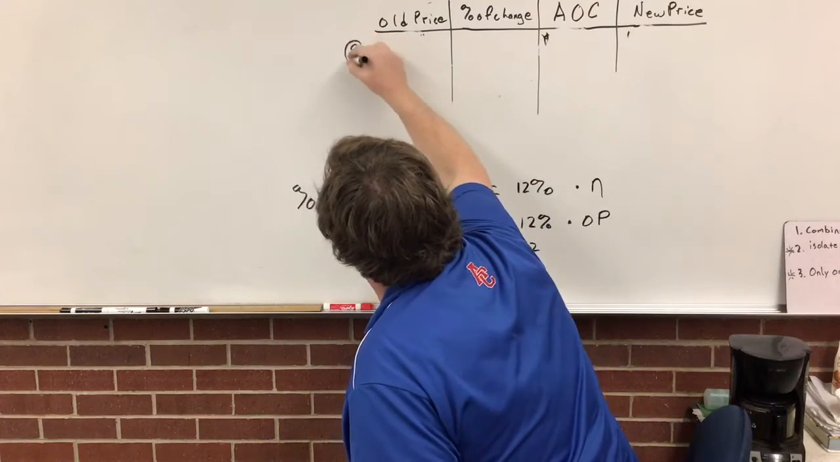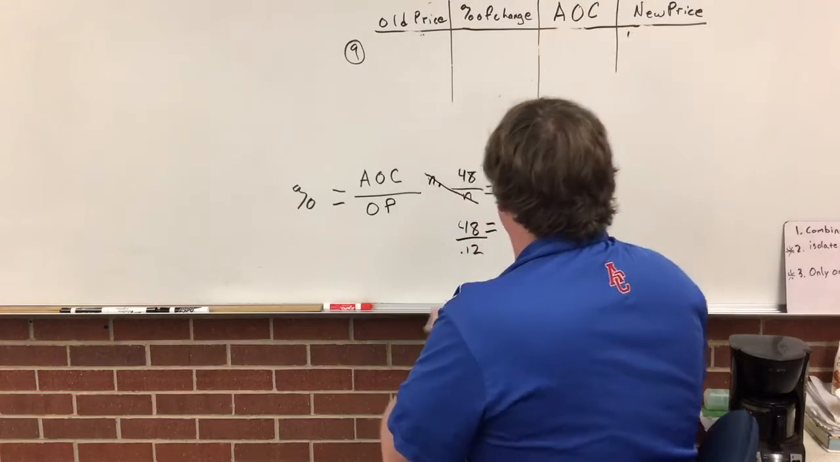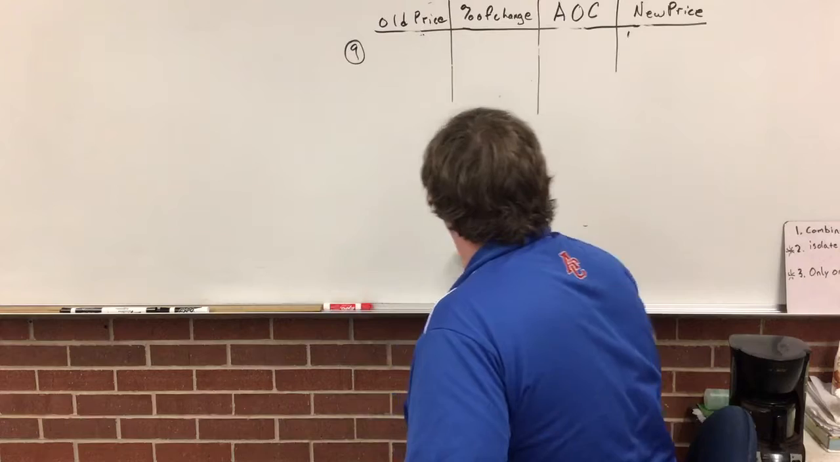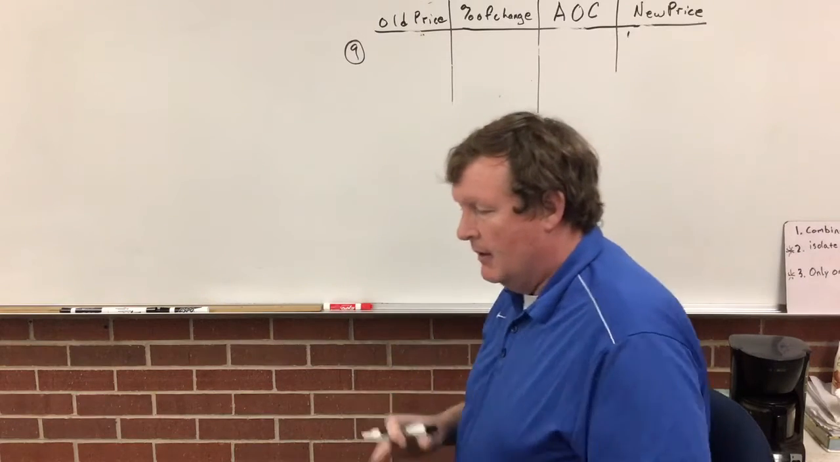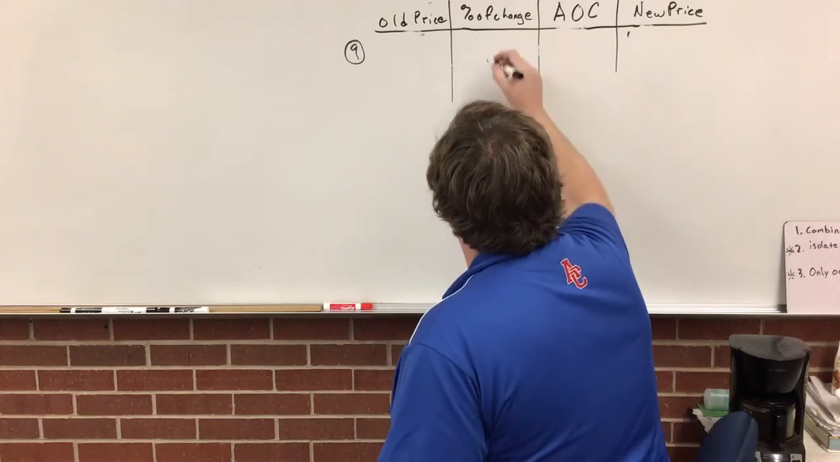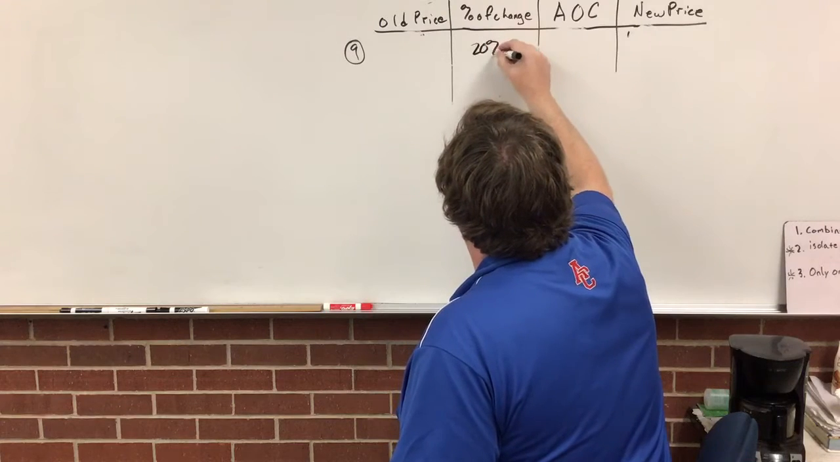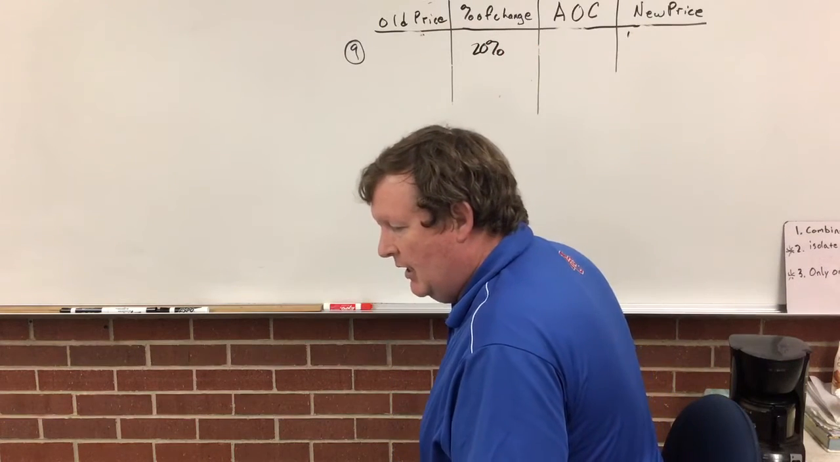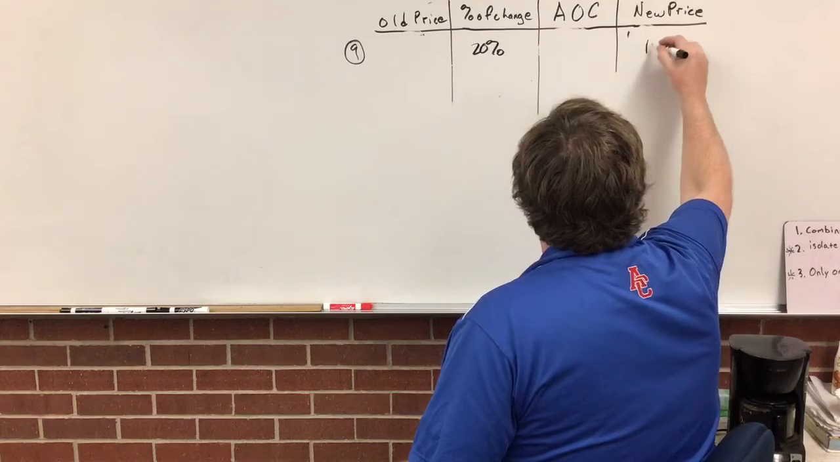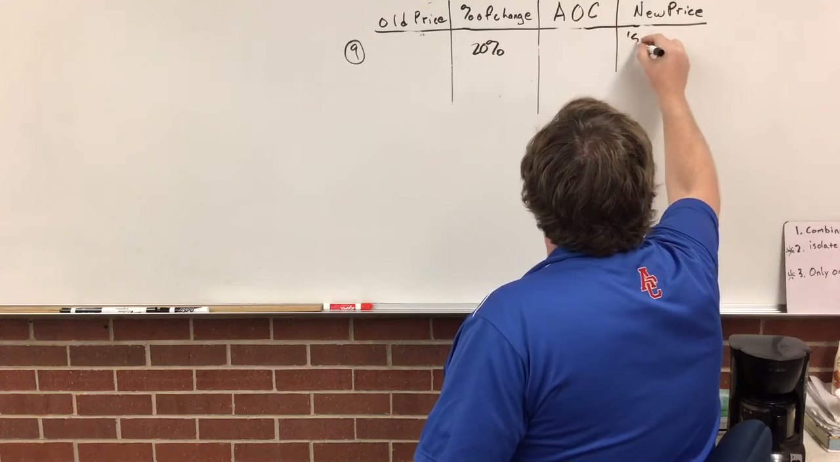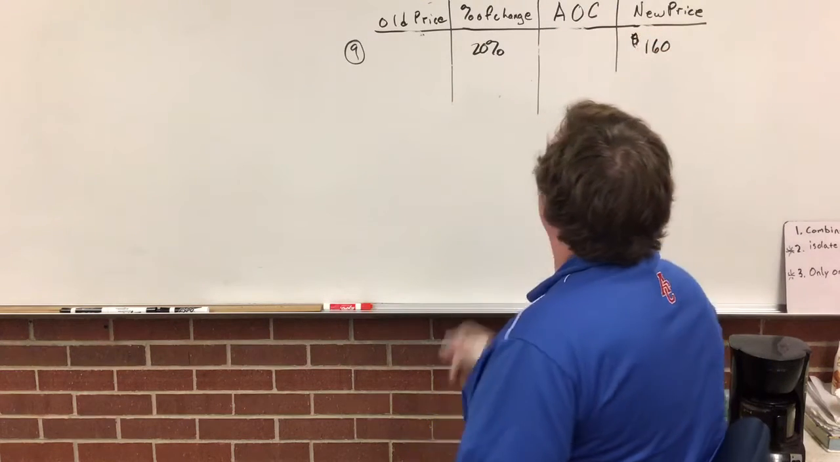9 and 10, they're exactly the same in the way you figure them out. So if you figure out 9, you should be able to figure out 10. Okay, now this one, they give us the percent of change, and then they give us the new price.